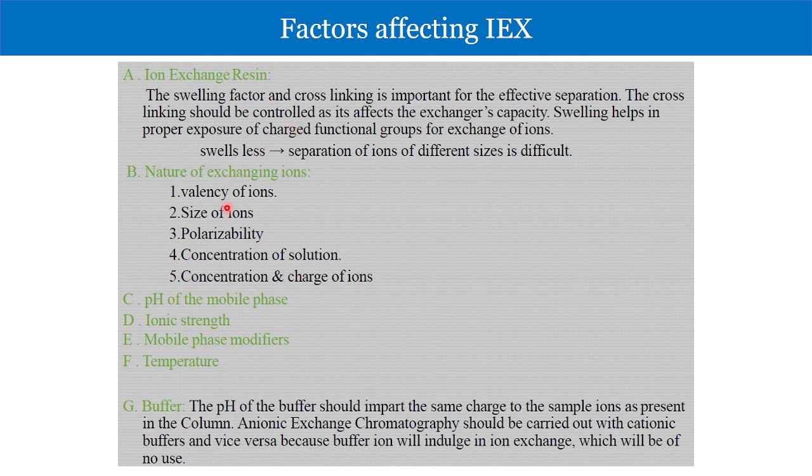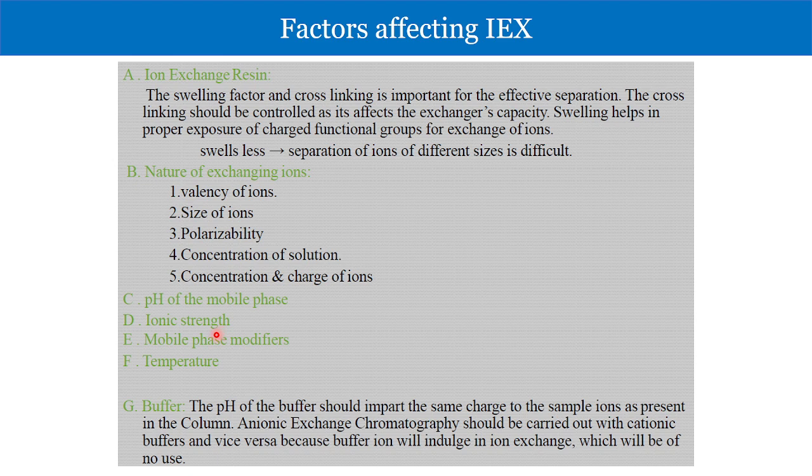The nature of the exchanging ions matters: the valency of the ions, the size, the polarizability, concentration, and the charge of the ions, right? Also the pH of the mobile phase is very important, because the pH of the mobile phase that you're using can change the charge of the proteins depending on the pI of the protein, okay, and that can interfere with your ion exchange.